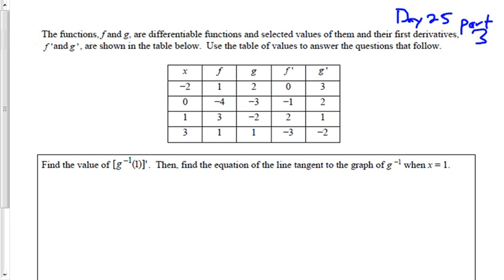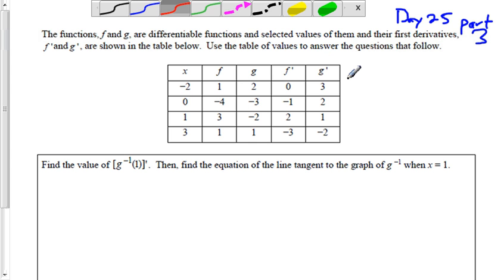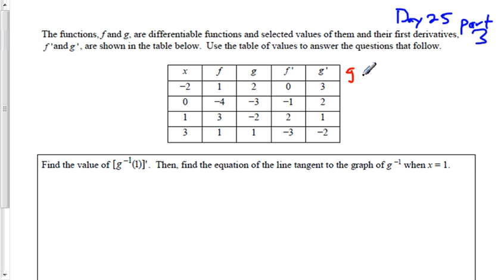All right, so for the first question, it says find the value of g inverse of 1, then find the equation of the line tangent to the graph of g inverse when x equals 1. What I want to do first is, I made some mistakes on part 2, so I'm going to try to catch those mistakes up front. I'm going to make a column here for g inverse, and it's not based on those x values because I'm going to put the x values in here.